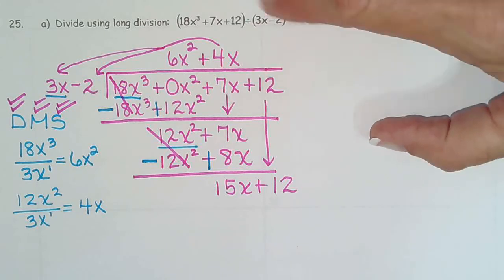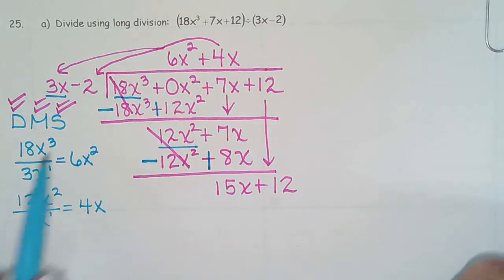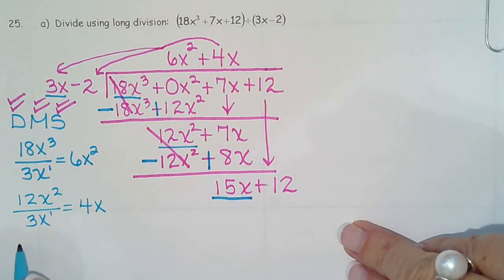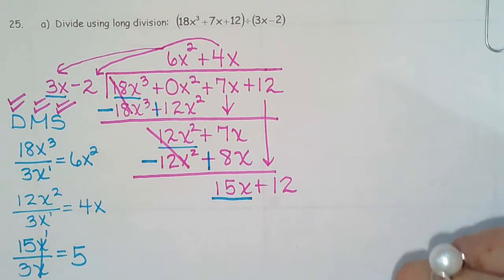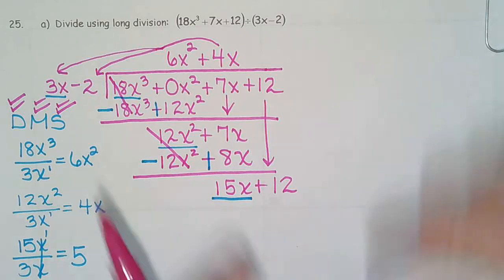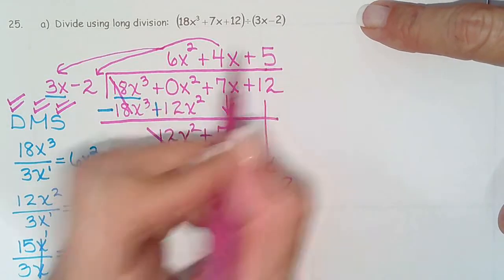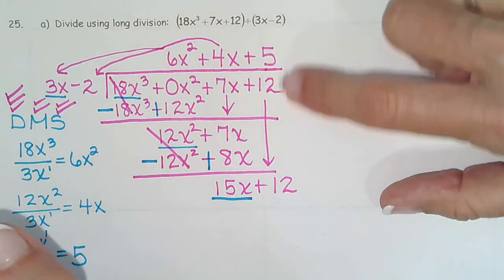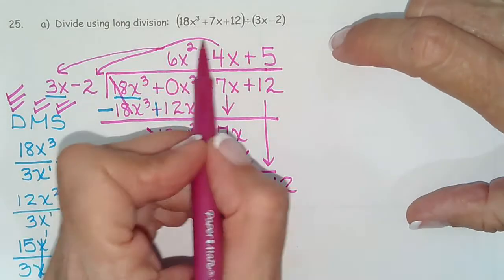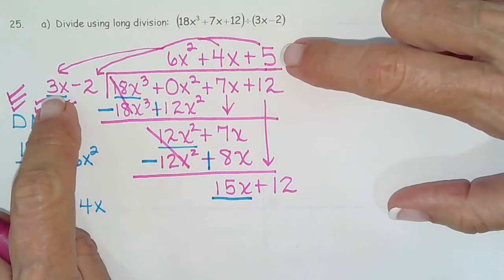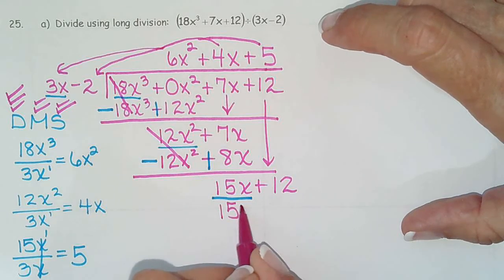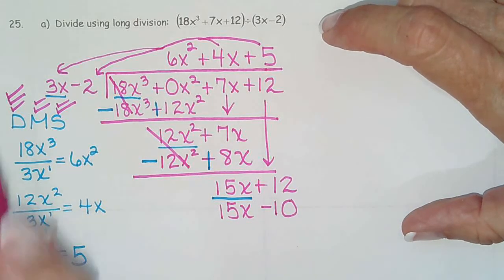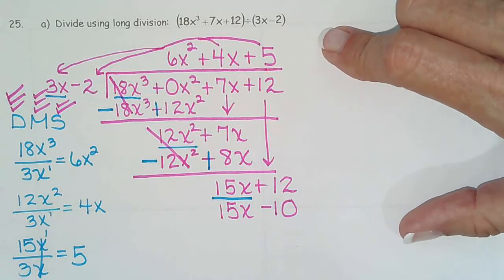Now we have one more round through the cycle. So back to division. 15x divided by 3x. X divided by x is 1, so we just get positive 5. So we write plus 5. Division's done for the last time, you can see. So we just have multiply and subtract. So now extend it over here, and we have 15x minus 10. So multiplication's done for the last time.